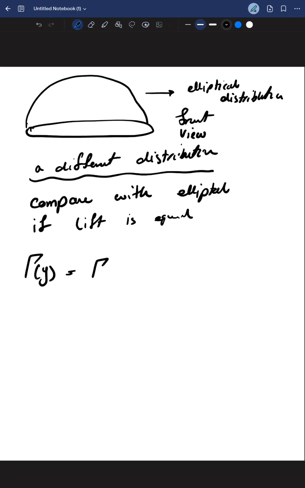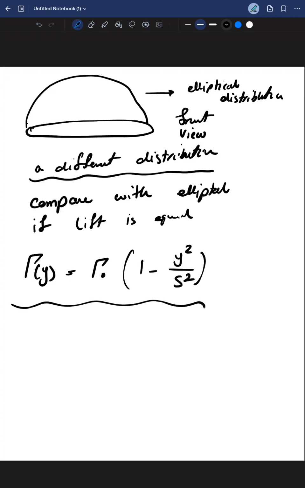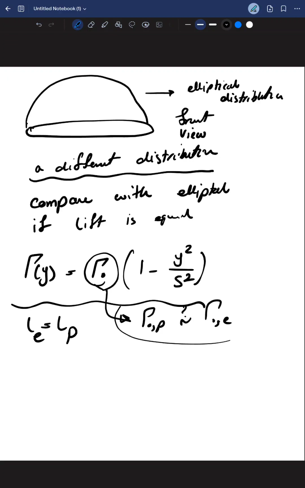So this is the type of distribution you will be given. Circulation is a constant gamma naught. This is what you saw in the homework, right? This is the homework problem. This is our circulation distribution. You were told the lifts are equal, lifts of elliptical and parabolic. This is a parabolic distribution, and we wanted to find the relationship between this gamma naught of parabolic and gamma naught of elliptical.